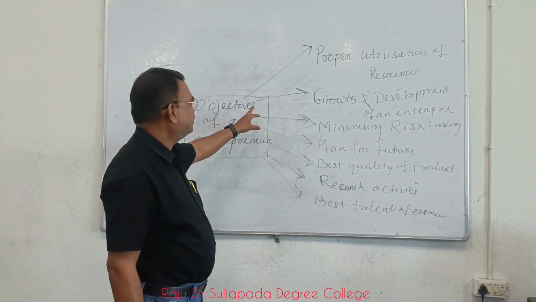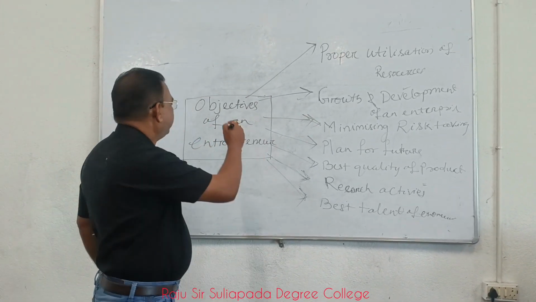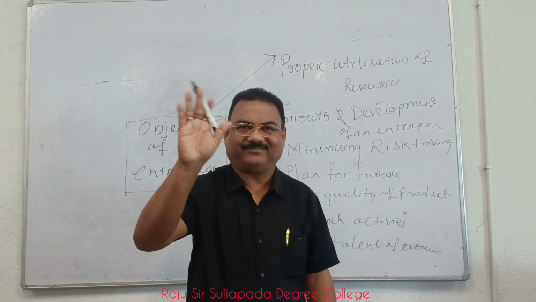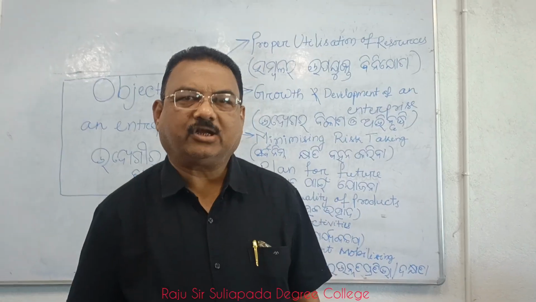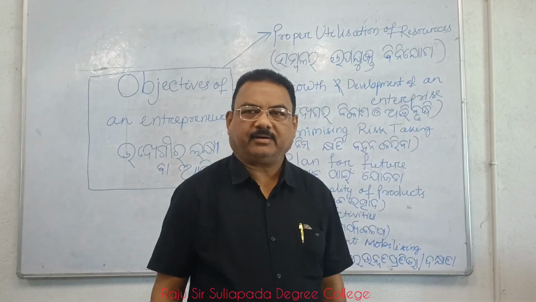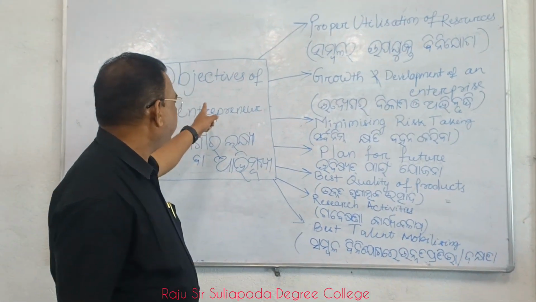So from this chart we have understood the objectives of an entrepreneur. In conclusion, we can write the objectives of an entrepreneur.